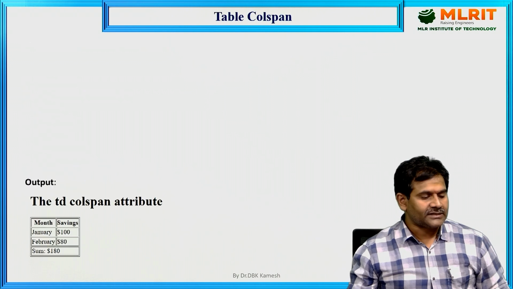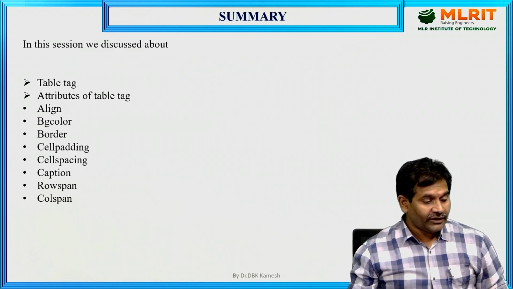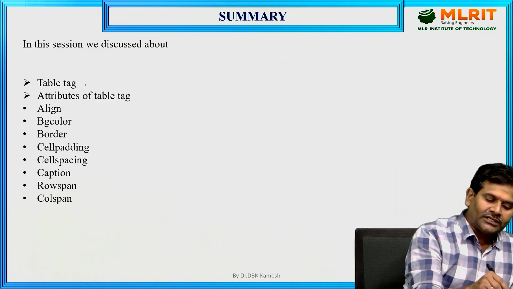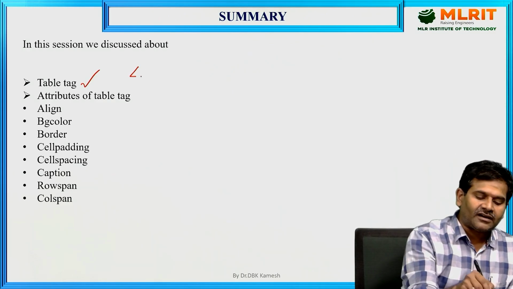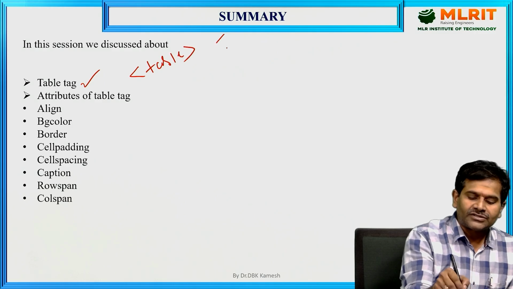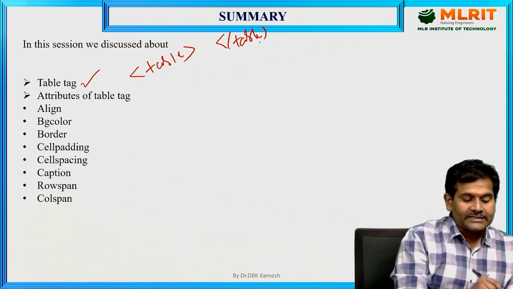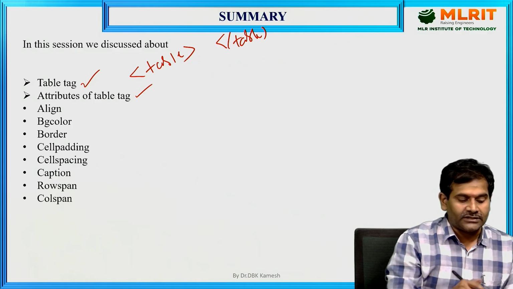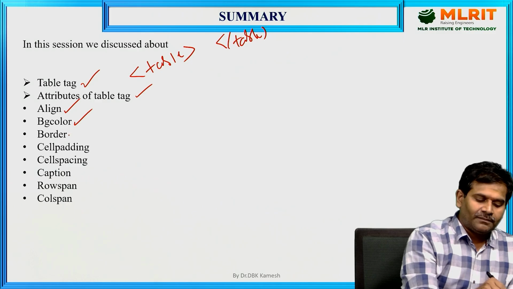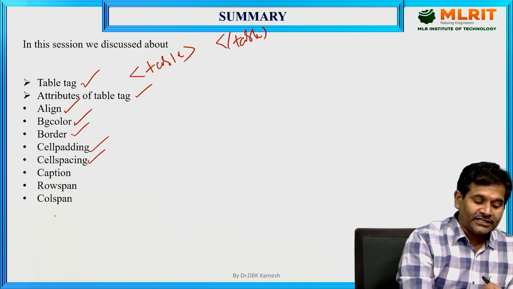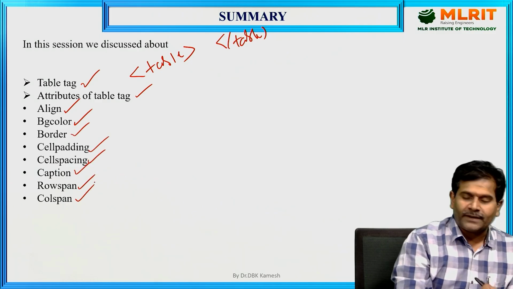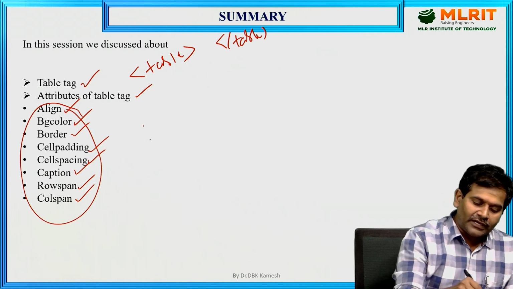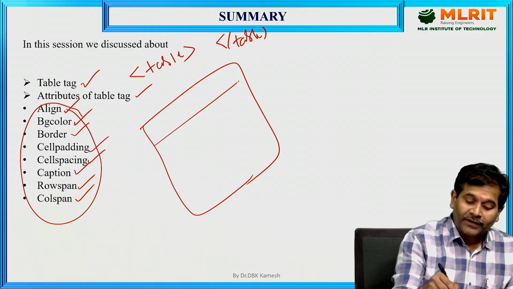Okay, so in this we have learned, so far, the entire summary of this. First we need to learn what a tag is, the table tag, that is called the table tag. Followed by table, the attributes of a table tag. What kind of attributes we have to learn: align, BG color, border, cell padding, cell spacing, caption, row span, column span, etc. These are all required to give an appropriate table.